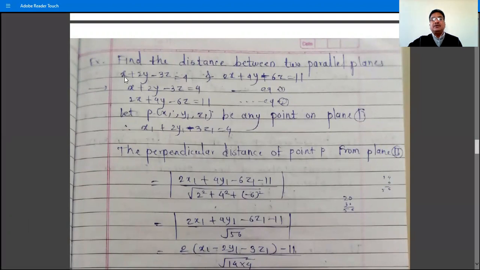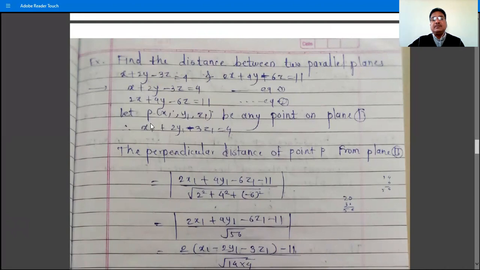So if we observe the coefficients of x, y, z, then the coefficients of x, y, z are proportional. If we find a1 by a2, that is 1 by 2, it is equal to 2 by 4, which is equal to minus 3 by minus 6. Or if we multiply this equation by 2, we have 2x plus 4y minus 6z, that is, the coefficients of x, y, z in the second equation are double the coefficients of x, y, z in the first equation. Means these two planes are parallel because their coefficients of x, y, z are proportional, and we have to find the distance between the two planes.